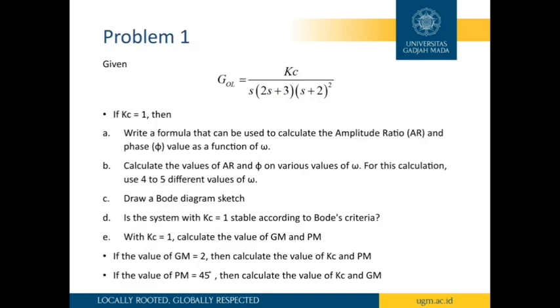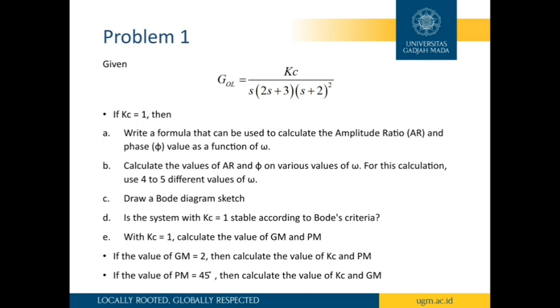For example, problem 1: given the open loop G equal to Kc over S times (2S plus 3) times (S plus 2) squared. If Kc equals 1, then A. Write a formula that can be used to calculate the amplitude ratio and phase value as a function of omega. B. Calculate the value of amplitude ratio and phase at various values of omega, and for this calculation use 4 to 5 different values of omega. C. Draw a Bode diagram sketch.